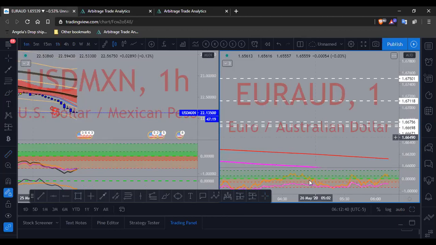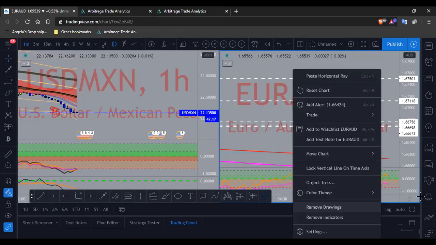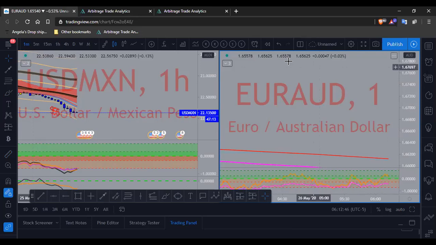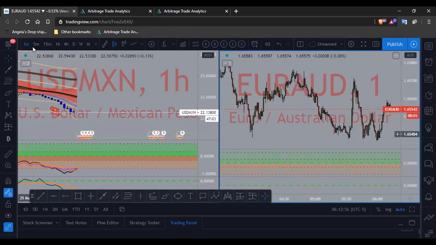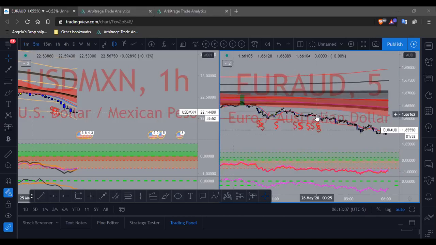Any special requests on pairs that you want me to look at, go ahead and type them in the chat. I'll be more than happy to take a look at them. I will try to go as fast as possible. Bands, 5 minute. All right, Euro CHF, I'll take a look at that.